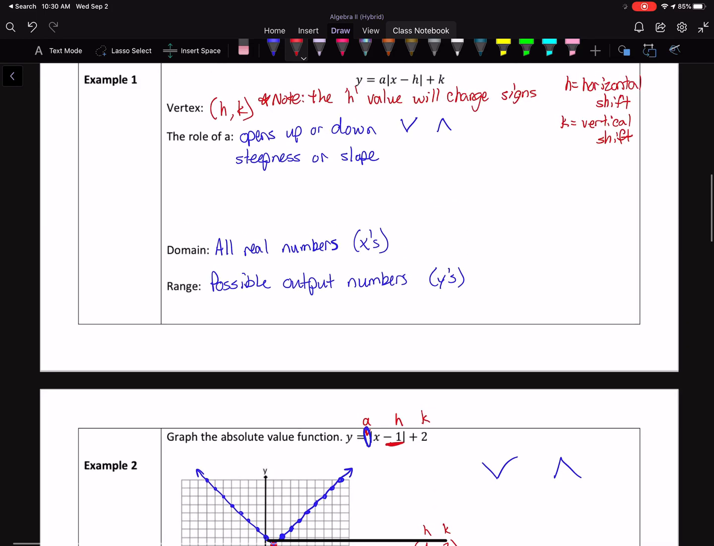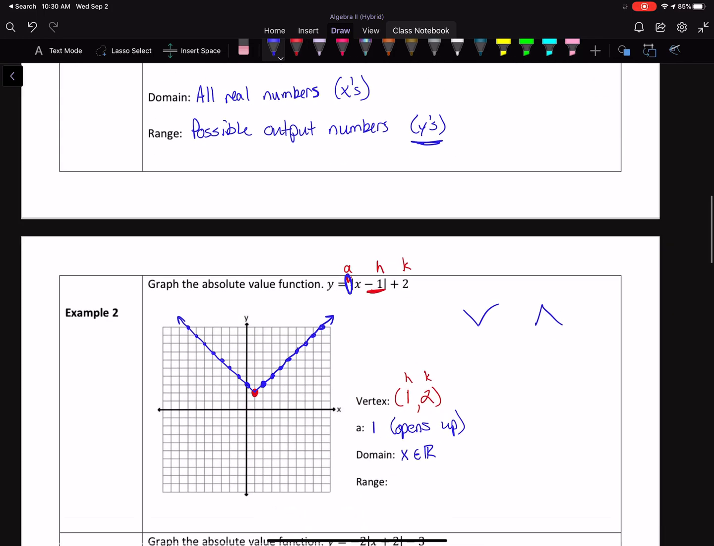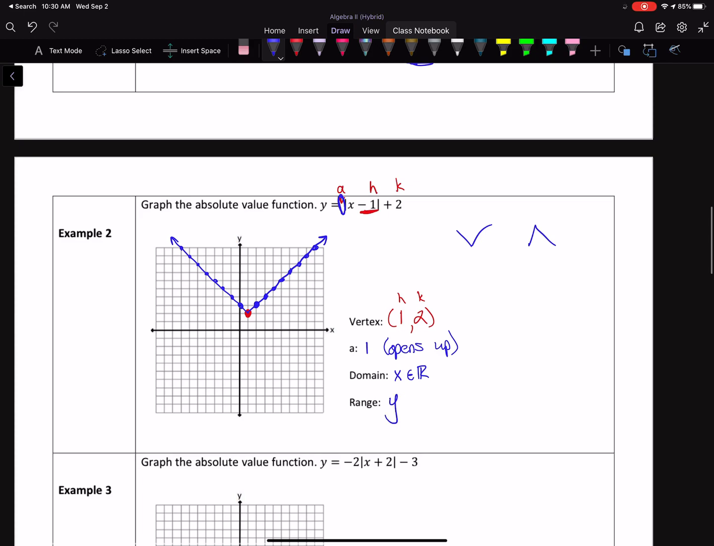So the range, what numbers are coming out of here? Well, we wrote a little note up here that our range is the y values. So y, now if you look, we have our graph starting here, and it's going to be everything above there on both sides. So how can I write that in symbols? Well, I could say that the y values must be greater than or equal to 2, which also happen to be our k value.